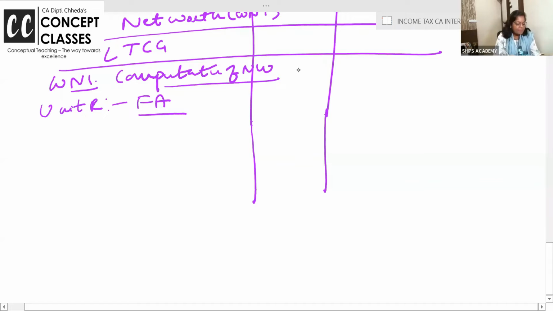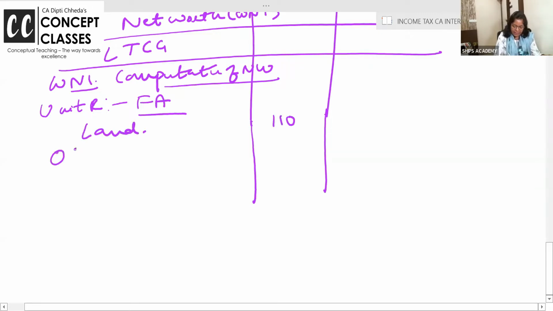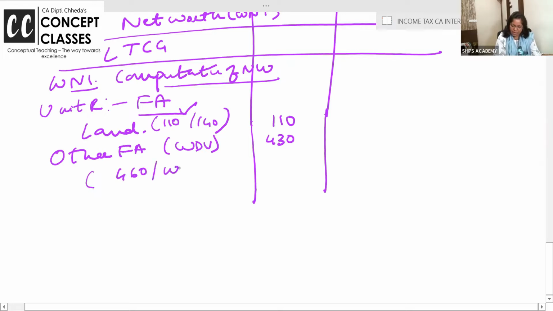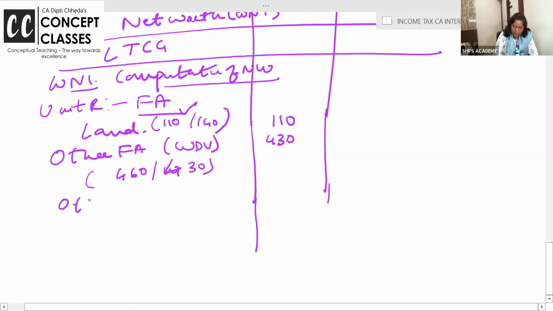Fixed assets of unit R. In that, first you take land, 110. Other fixed assets, the book value is 460, but the WDV is 430, so we will take 430. I'm writing land 110, and actually they have revalued at 140, but we will take 110. Same way, other fixed assets book value is 460, and the depreciated WDV as per income tax is 430. We don't want book value, we want the depreciable value, that is 430. So which value will we take? 430.